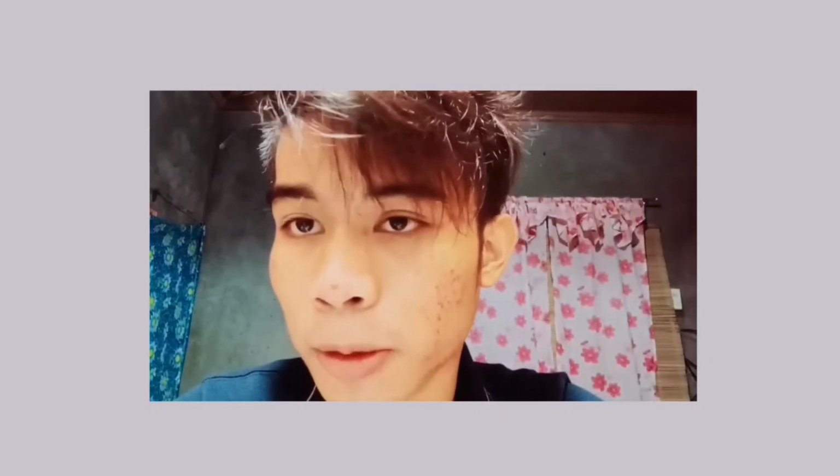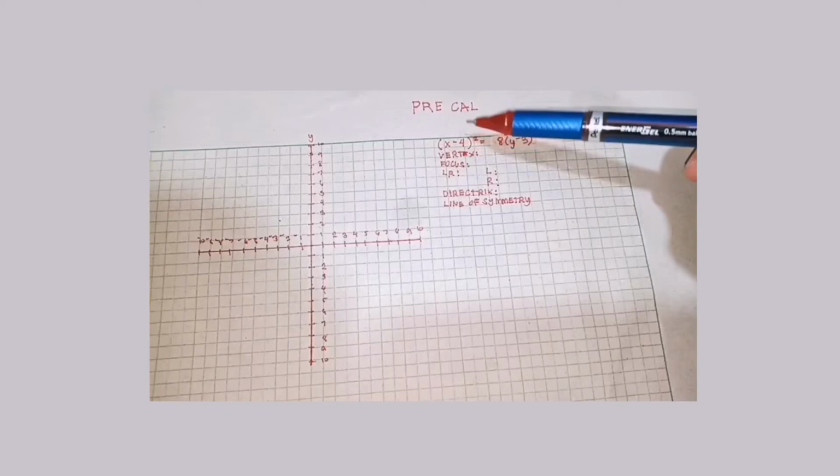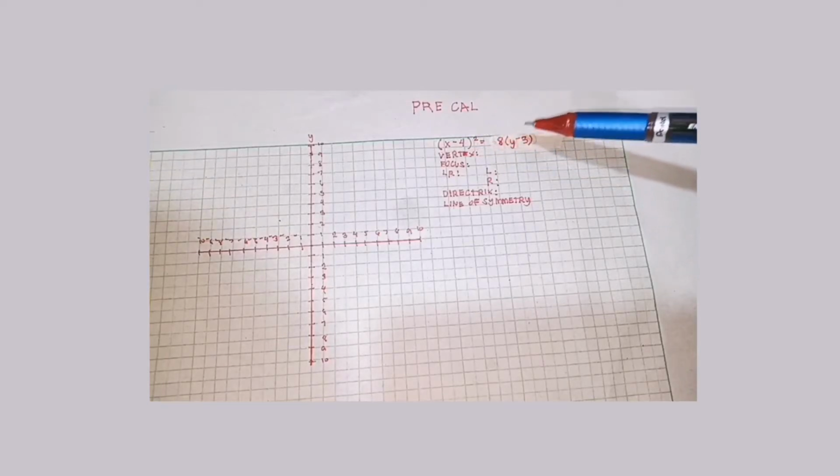Hi, I am Genrev Tiglao, and for this video, I will teach you how to graph and solve a parabola. Ito po yung equation ko po para po sa parabola. Quantity x minus 4 quantity squared equals 8 quantity y minus 3.